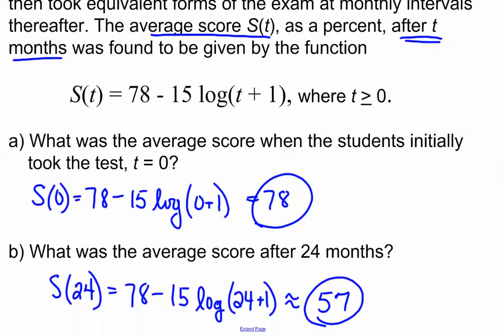And they said, okay, what about the average score after 24 months? Well, t is the number of months that have elapsed, so we want S of 24. We'd put a 24 in, work it out, and you should get 57 on that one.